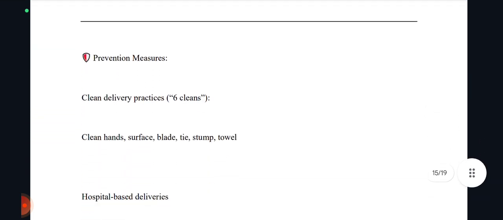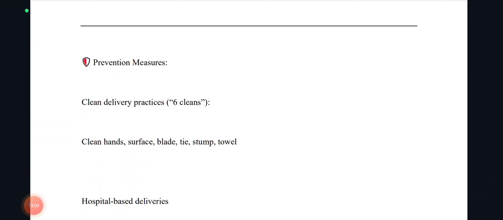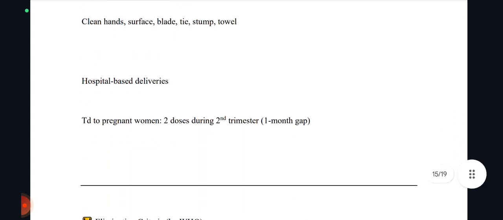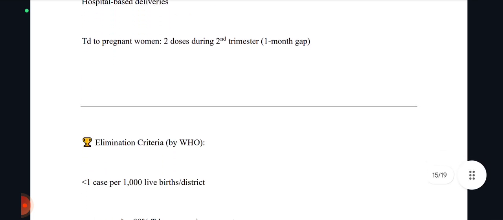The prevention measures include 6 clean delivery practices: clean cord clamping, clean surface, clean hand, blade, tie, stump, and towel. There should be a promotion of hospital-based deliveries, and TD should be given to pregnant women, 2 doses during the 2nd trimester with a 1-month gap.